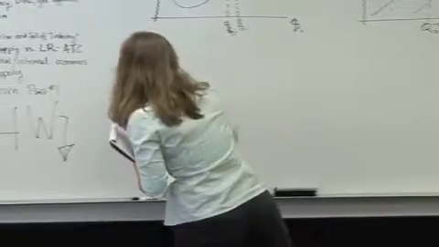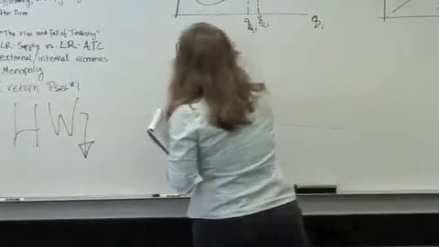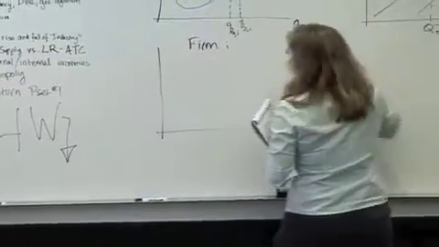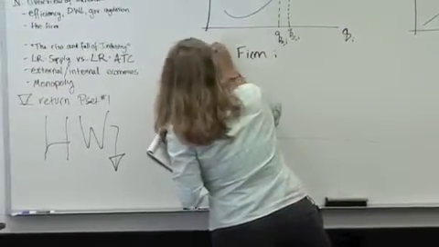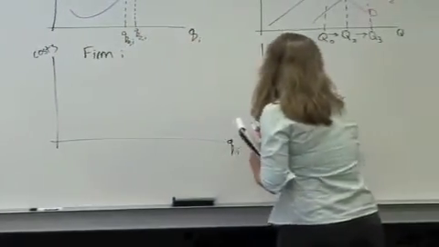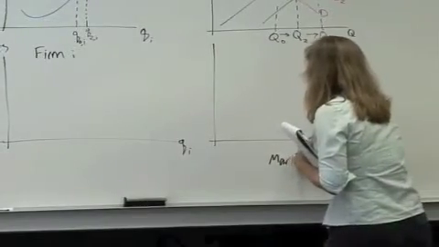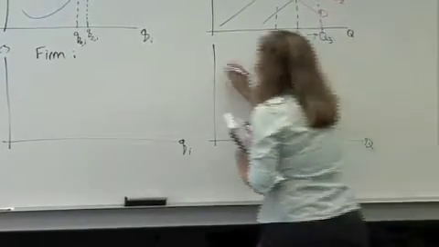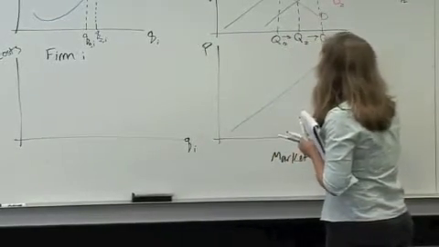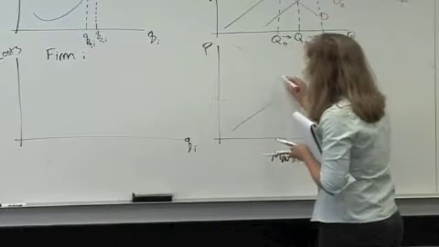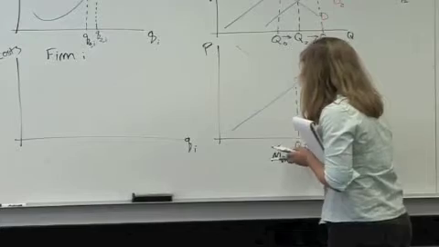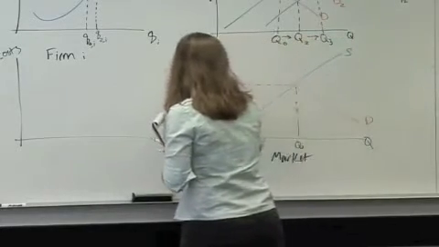So let's say we have another situation. Also, guys, make sure to label these firm and market. I don't know if I already said that for you or not, but it's important. And then we have our market. Right? So we have supply and demand. And our firms are Q0, P0, 0.